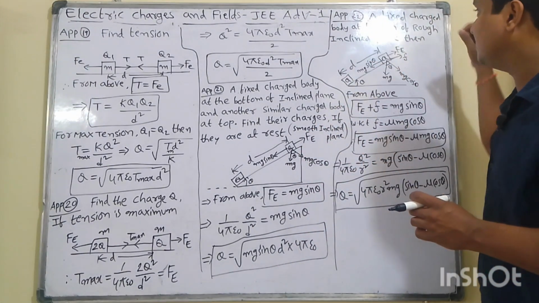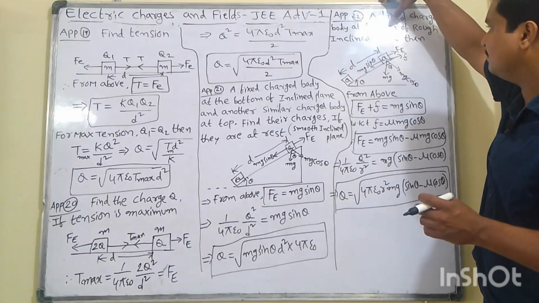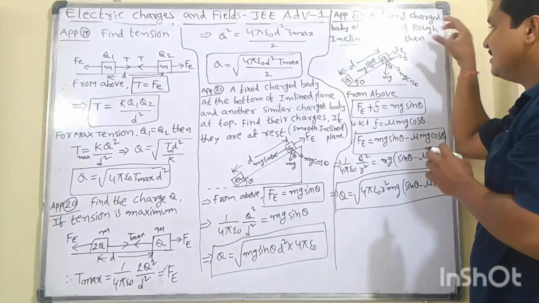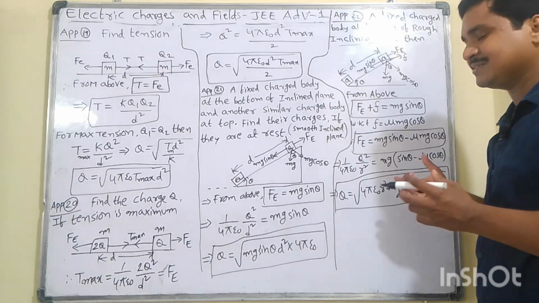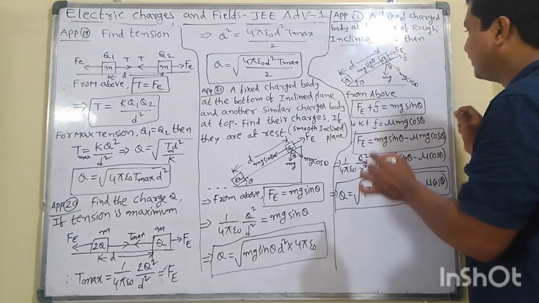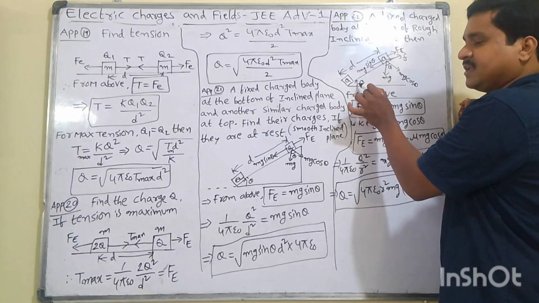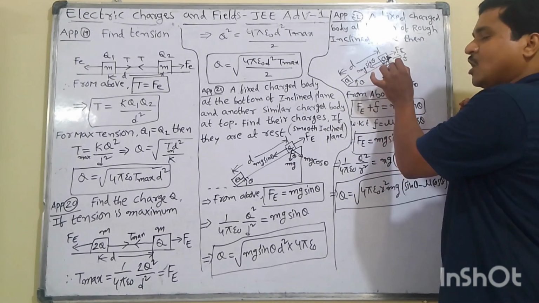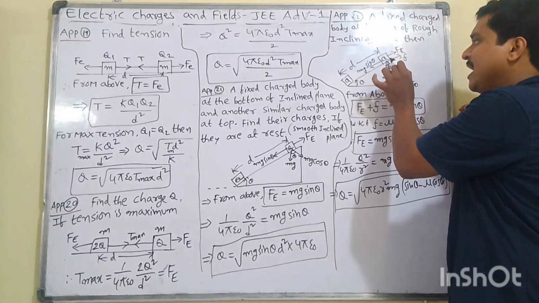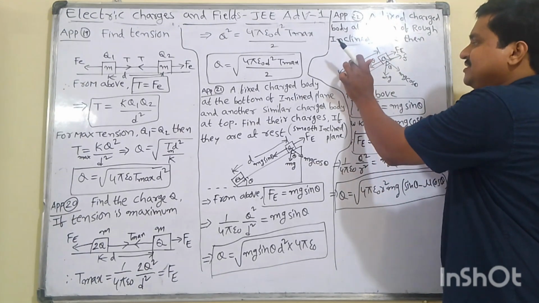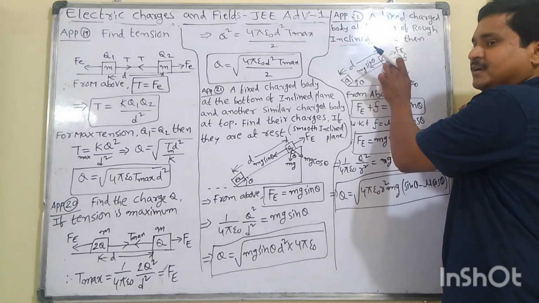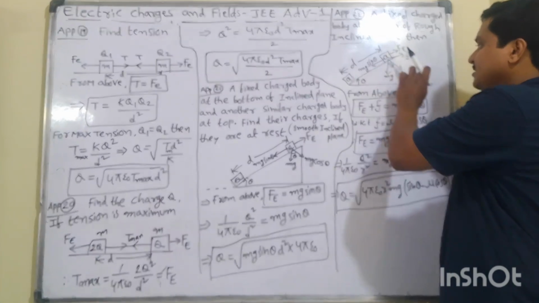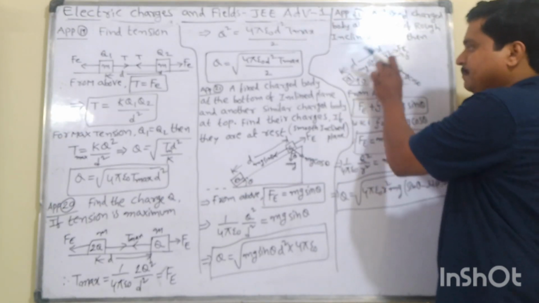Coming to application number 22, a fixed charged body at the bottom of a rough inclined plane. They mentioned rough. Rough means we need to consider the frictional force also. Then we need to find the charge, and which equilibrium forces we need to equate. For this I took the inclined plane having angle theta. At the bottom I am considering the charge q, mass m, and the topmost block has charge q and mass m, with distance d between the two charges. Again, this block at the top we need to resolve into two components: weight mg downwards, mg cos theta perpendicular to the plane, and mg sin theta along the plane of the inclined plane.